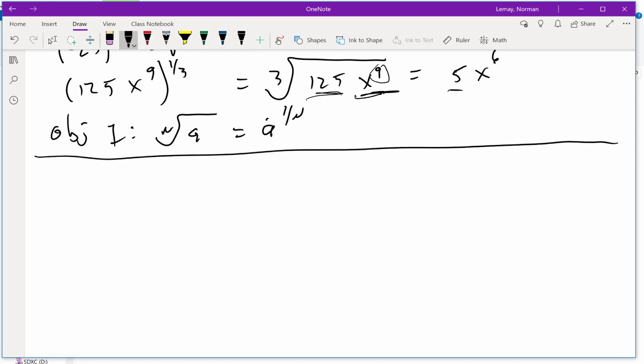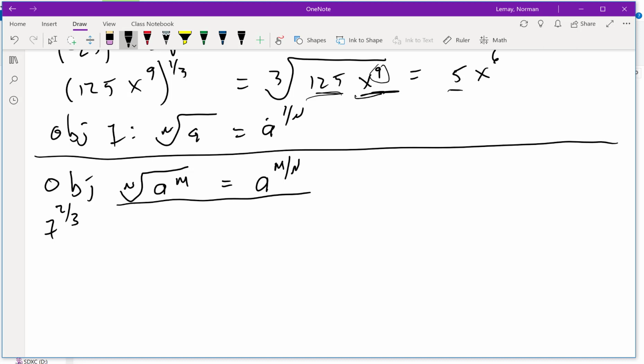Our second objective takes more of a generalized view. The second objective is to note that the nth root of a base a raised to the m power, we can rewrite in its rational exponent form as a to the m over n power. So in this case, 7 to the 2/3 power, using this equivalent way of rewriting, is equal to the cube root of 7 squared, or the cube root of 49.